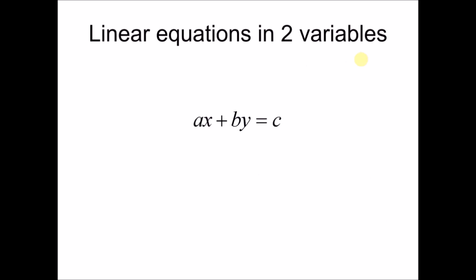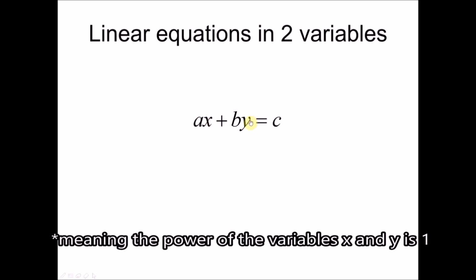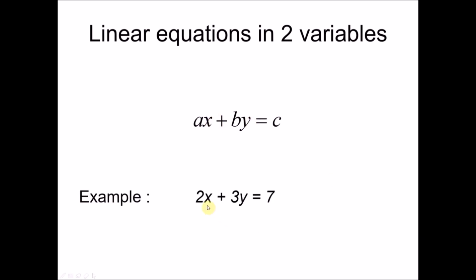In this part, you learn that the general form of a linear equation in 2 variables can be shown in this form, where a, b, and c are constants and x and y are variables. This is a linear equation because the highest degree of the variables x and y is 1. The examples for this are 2x plus 3y equals 7, or negative 4x plus 5y minus 3 equals 0.